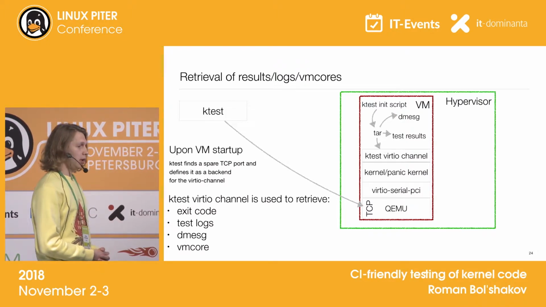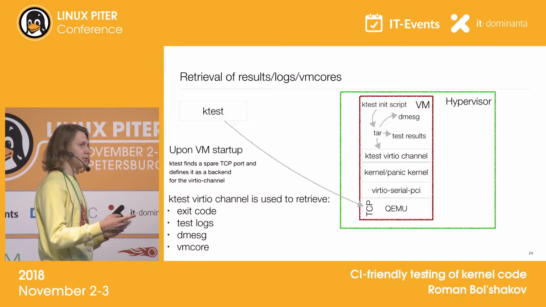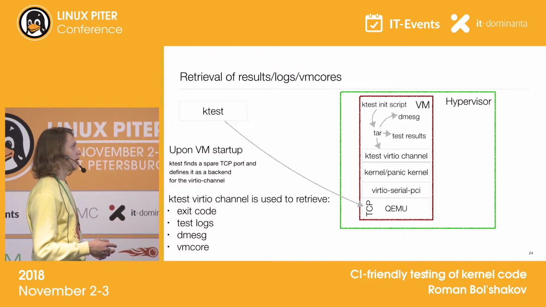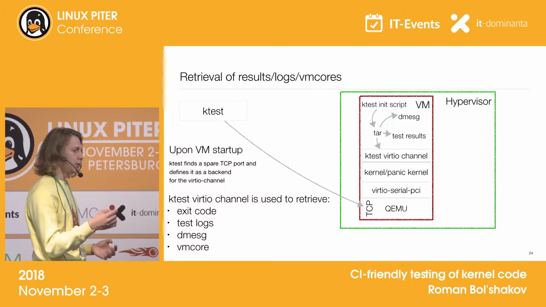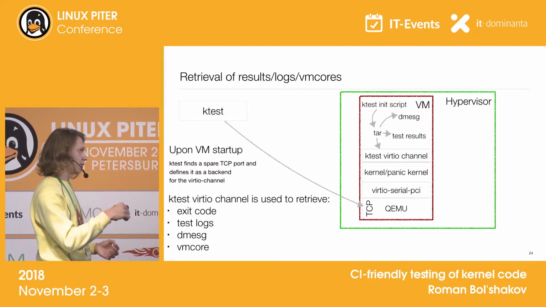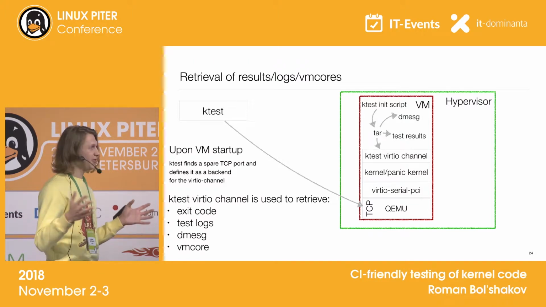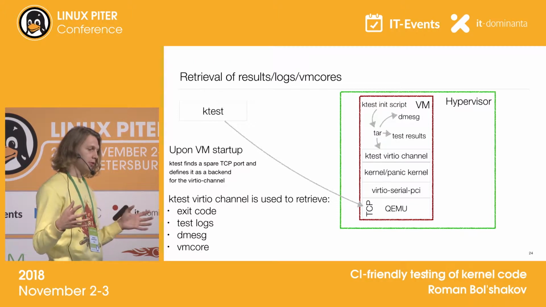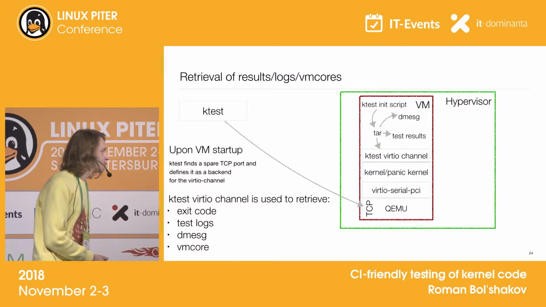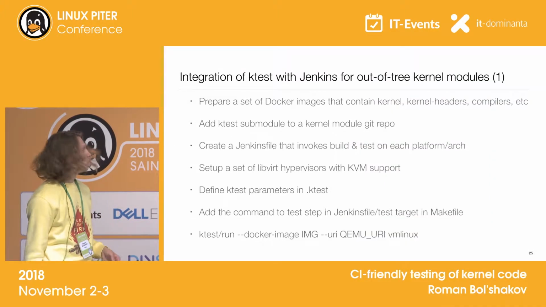When we launch, KTest finds the port, and the virtual machine becomes available through a TCP port on the side of the virtual machine. It interacts with the virtual channel and preserves the results which were generated after the start of the test, and sends all of that to the channel.